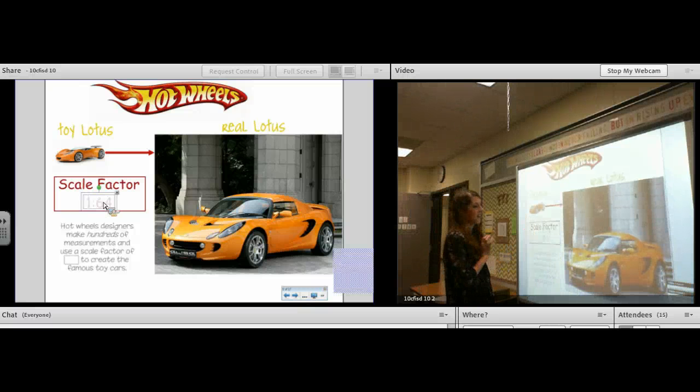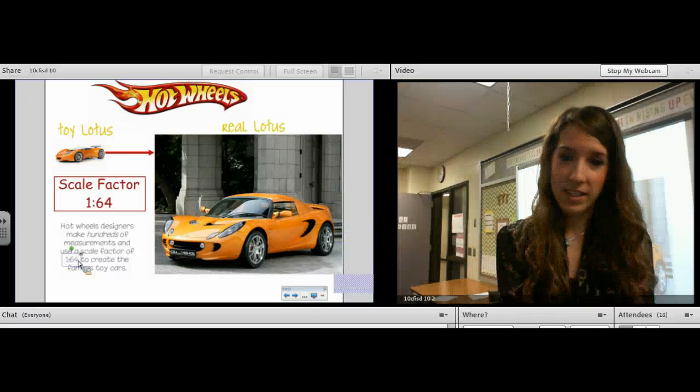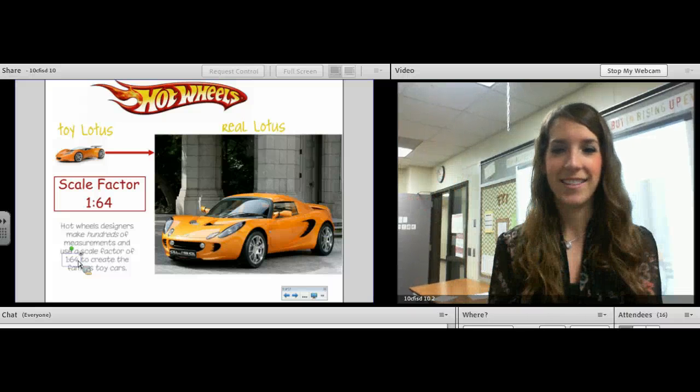All right, so the scale factor is 1 to 64. 1 to 64. So the real car is 64 times bigger than the Hot Wheels car. Yay!